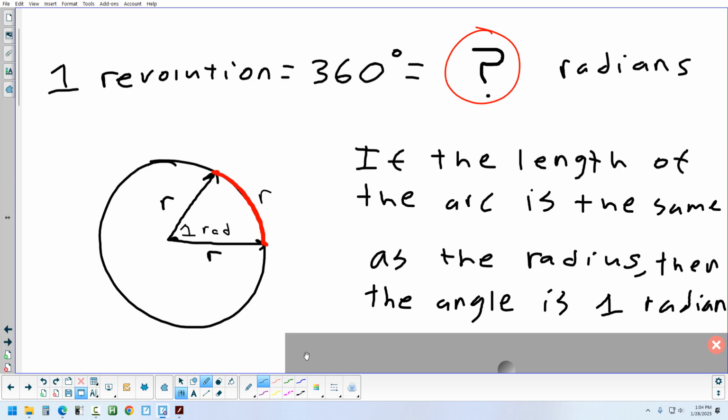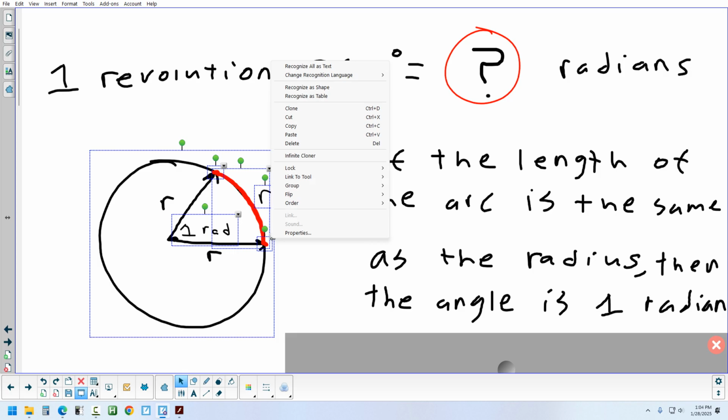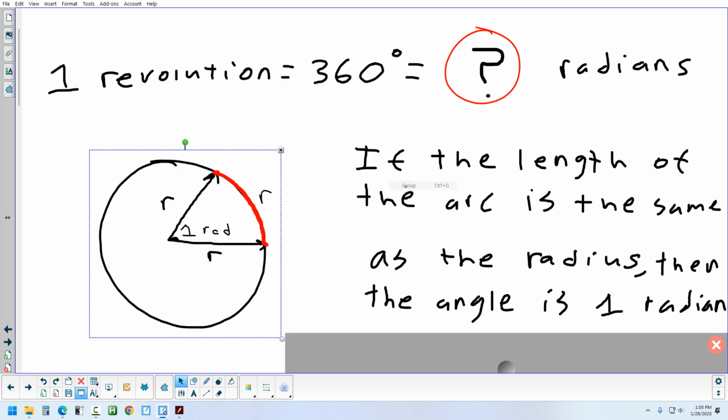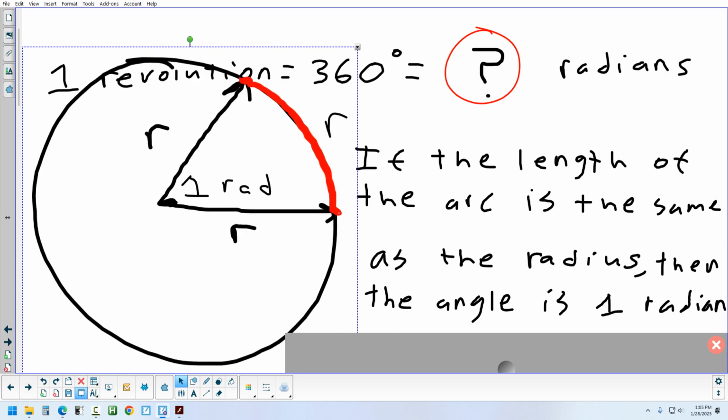What happens when you change the size of the circle? It'll change the length of the thing. No, if you change the size of the circle, the angle will not change because it will be similar. But wouldn't the radian change? Yeah, the radian would change, but in that picture, that's still 1 radian. The size of the radius changed, but the size of this angle did not.